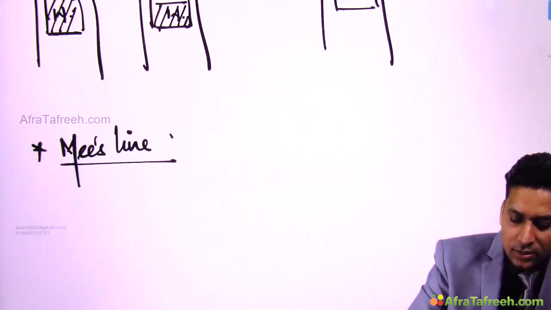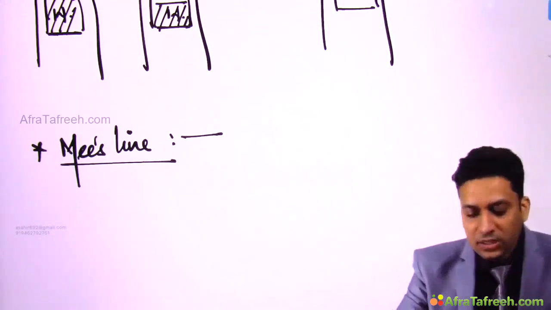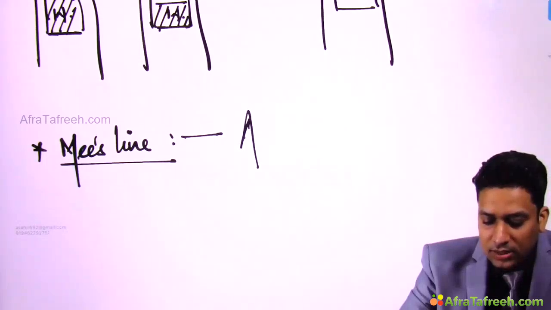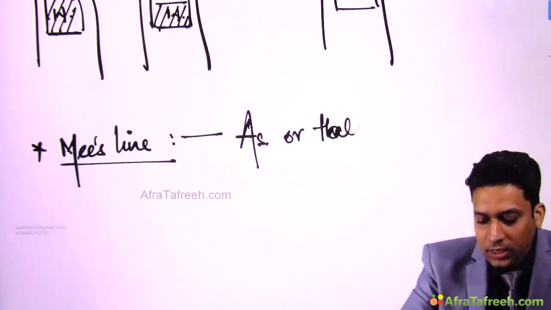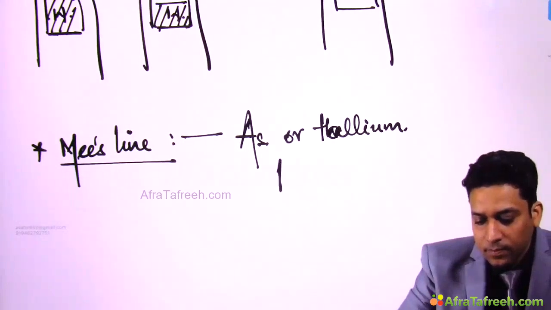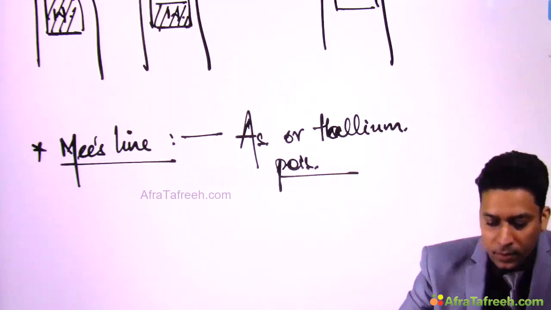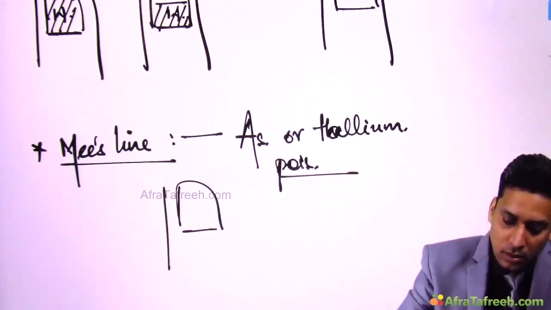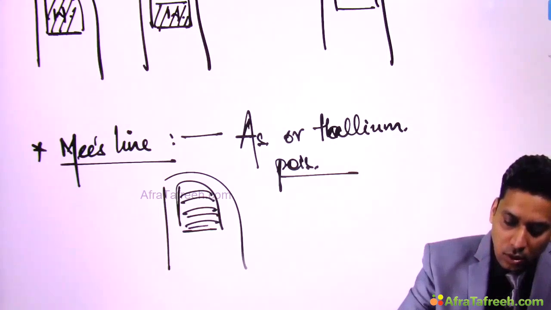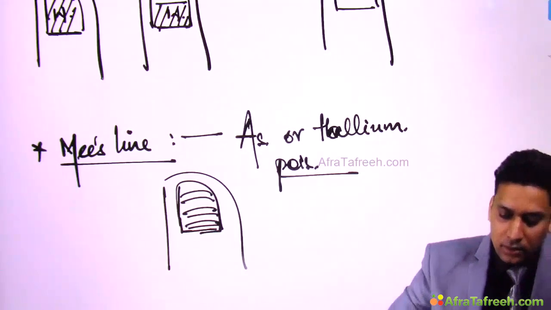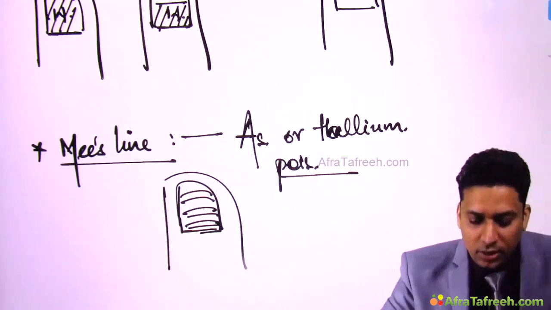Then Mees lines, you might have read about this in forensic also. This occurs due to arsenic or thallium poisoning. Here also alternate discoloration is seen in the nails. Let us see a few images related to nails.